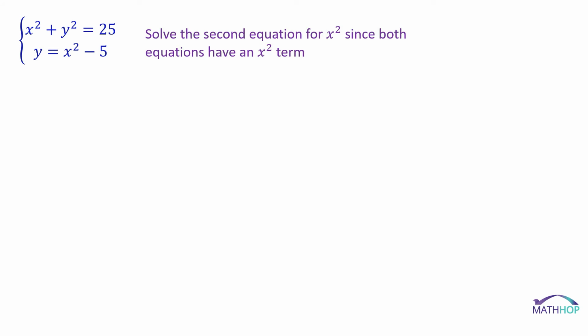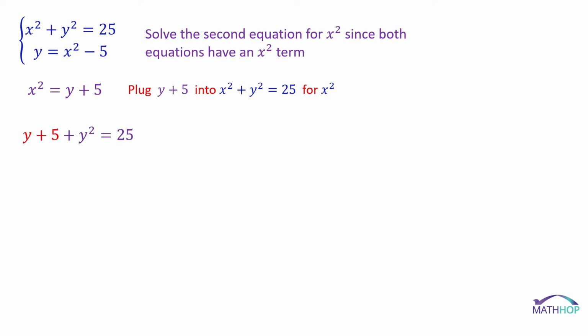Solve the second equation for x squared since both of the equations have an x squared term. We'll get x squared equals y plus 5, and we'll plug that y plus 5 into our first equation for the x squared. And then we don't have to square anything. Y plus 5 is equal to x squared, so it just goes in. So we get y plus 5 plus y squared equals 25.